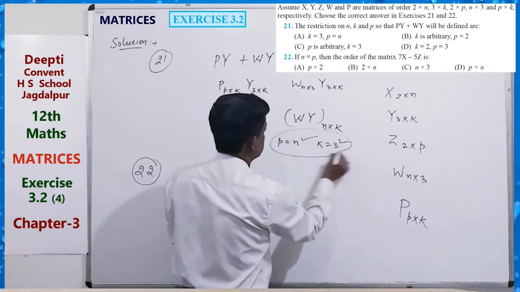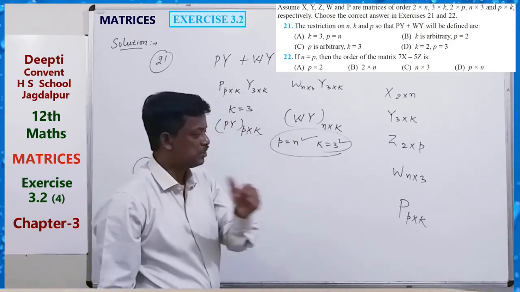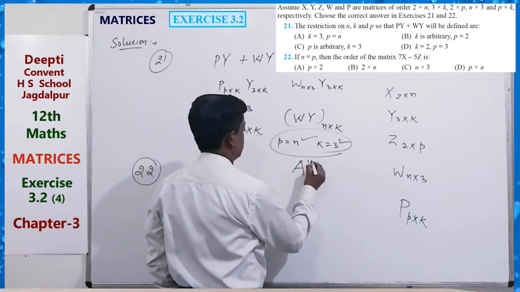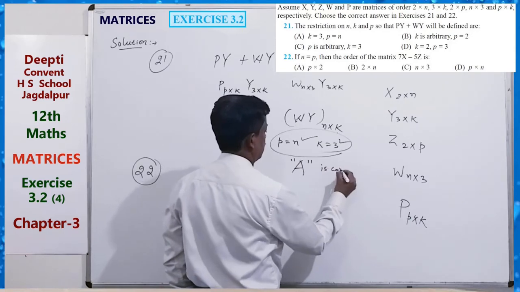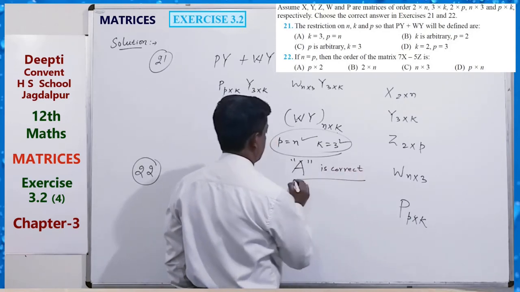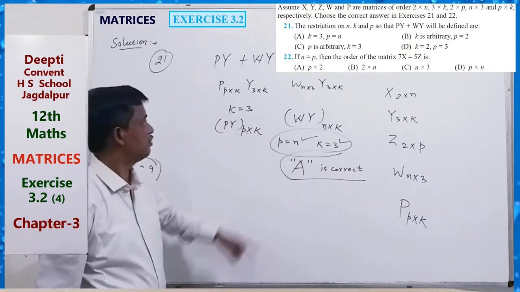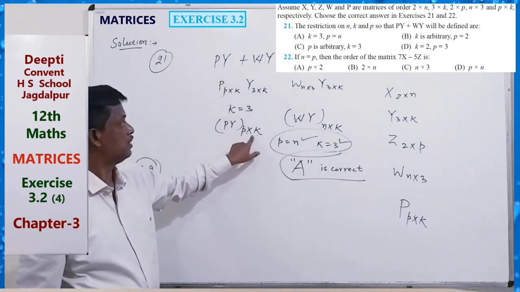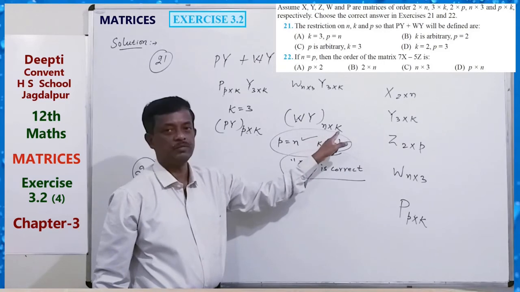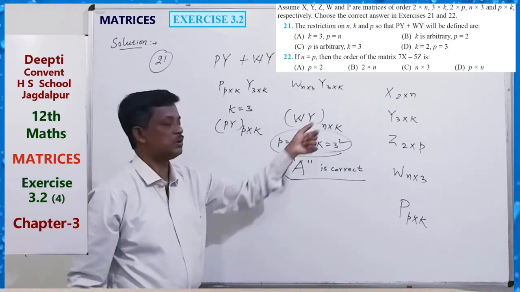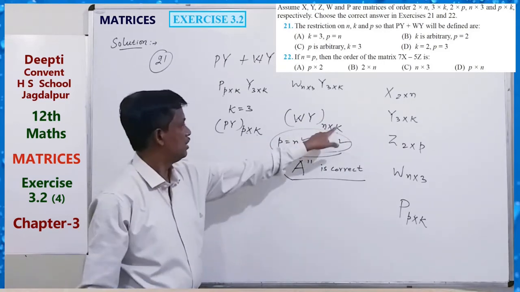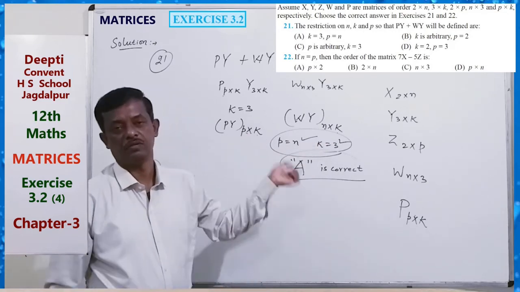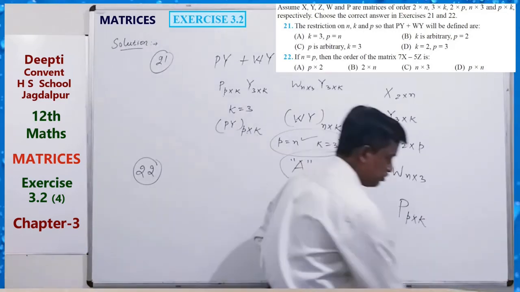It is given in which option? p equals n, k equals 3. A is the correct answer. For defining this, k equals 3 and its order will be p by k, and wy is n by k. These two orders must be equal, so p and n are equal. This is given in option A. Option A is right. That was question 21.